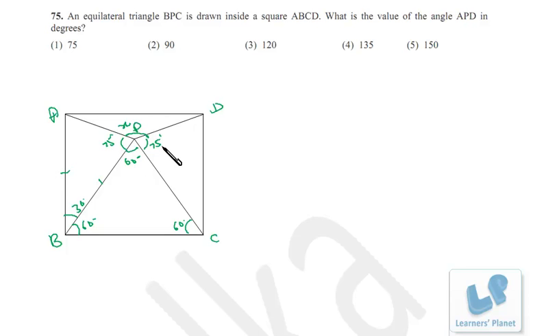So 75 plus 75, 150. 150 plus 60 is 210. That means this must be 150. Getting my point? The center angle must be 360 degree. It is 150. 150 plus 60, 210. 360 minus 210 is 150 degree. That means this angle must be 150 degree. A very simple concept, friends. Okay? From CAT 2006.